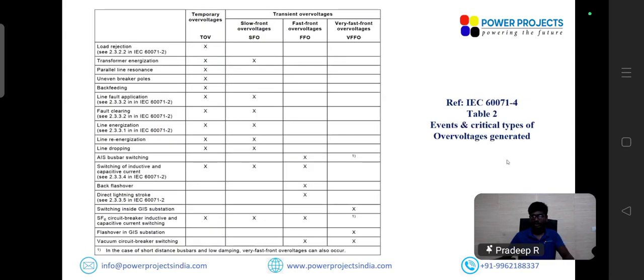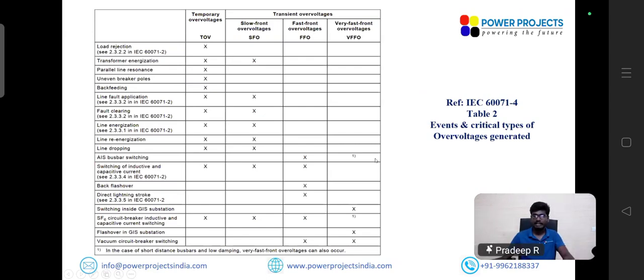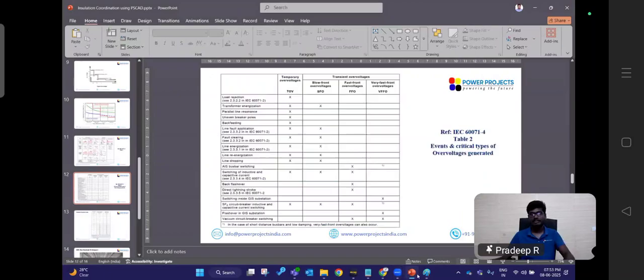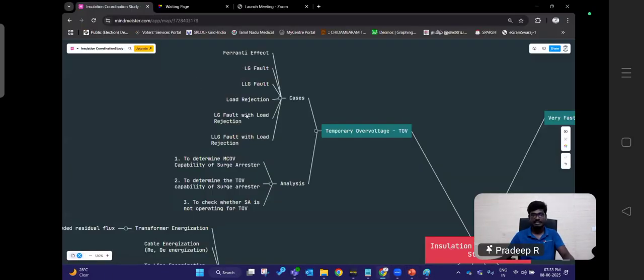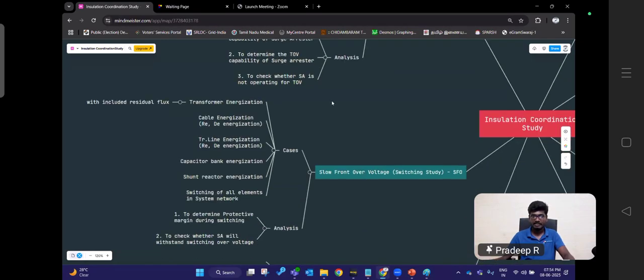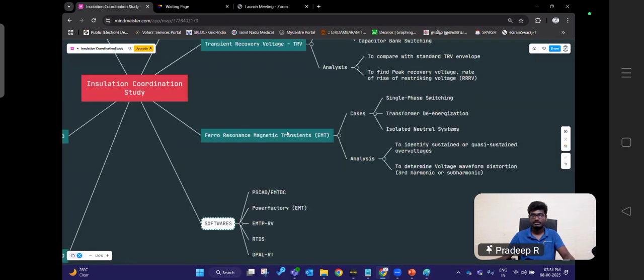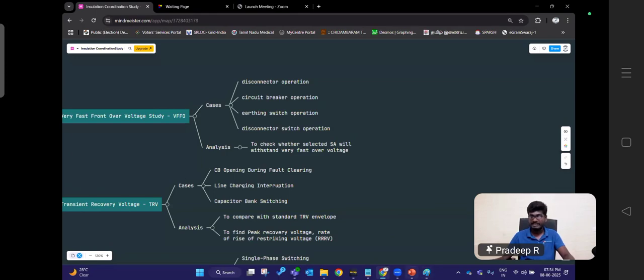Clear? So these are with reference to these standards only. This is the IEC 60071 standard. In that, Table 2 represents what events are to be created for what cases. See here the OVSF4, FF4, VFF4. All the cases I have mentioned here, like in the mind master I have mentioned, right? These cases I am not mentioning blindly. All these cases are taken from my standards, and with the help of the standards only, I am creating the cases here.